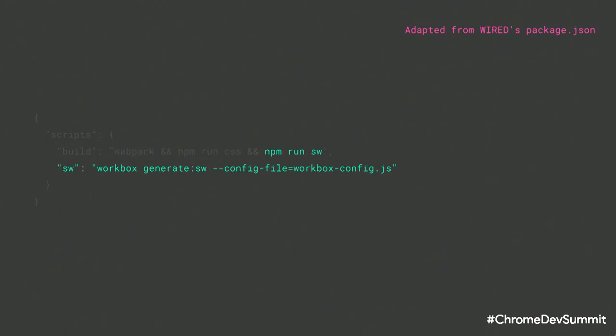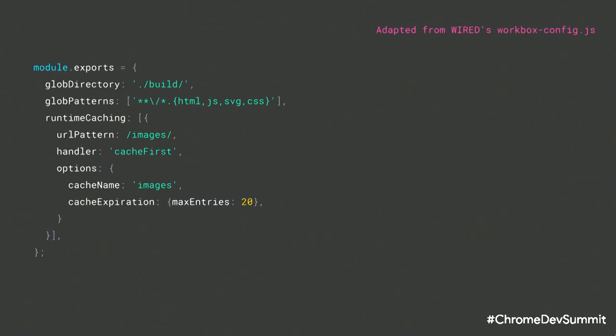And even though this is a custom build process, Workbox is flexible enough to slide in right at the end of their build chain. They just added a new NPM script that calls the Workbox CLI. Their new service worker's behavior is entirely determined by this configuration file that they pass in to the CLI. Let's take a closer look at that file. Hopefully it's not too complicated, but it is clearer if you break it down into two different sections.